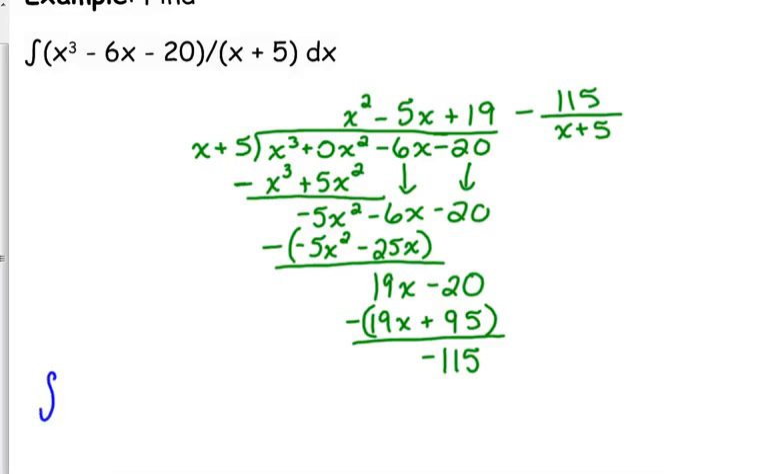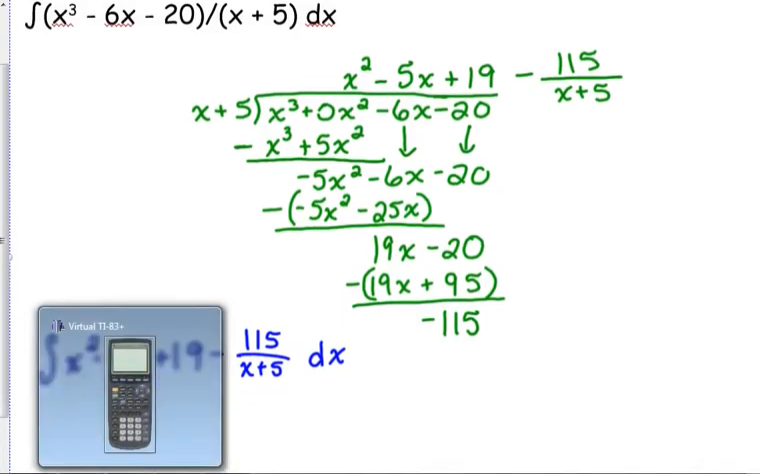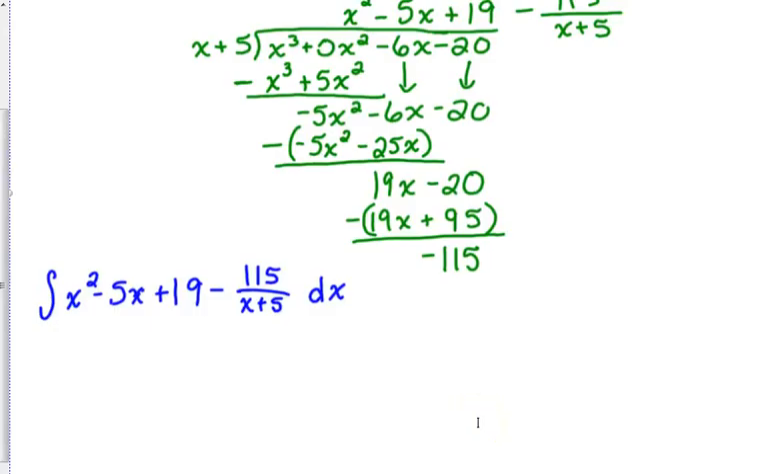We're going to integrate x squared minus 5x plus 19 minus 115 over x plus 5. So the first part right there is just power rule, okay? That's just a polynomial. We'll integrate using the power rule, no big deal. Okay, the second part is going to require the u substitution. So when we integrate x squared, we get x cubed over 3 minus 5x squared over 2, bless you, plus 19x.